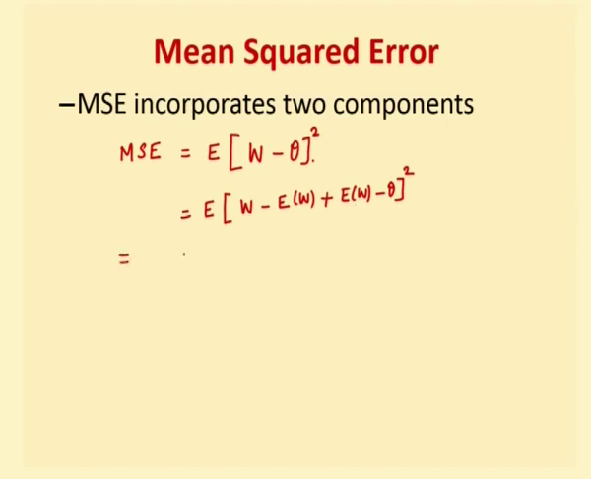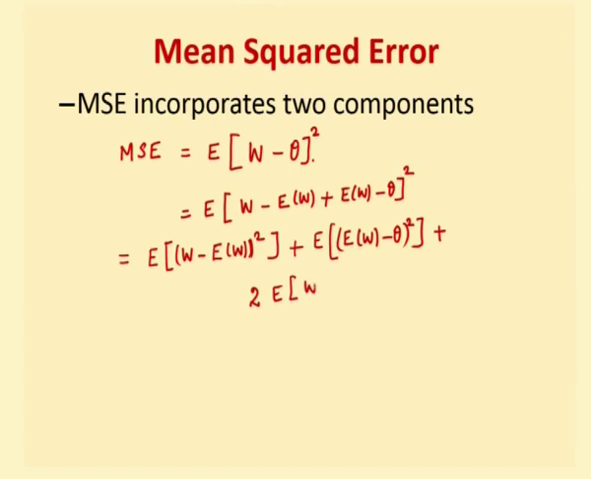Remember W is an estimator. So, we will group them. W minus expected value of W, square, plus expected value of W minus theta, the whole square. It is of the form A minus A plus B whole square. So, we group this term plus 2 times the expected value of W minus expected value of W into expected value of W minus theta. So, first term into second term.